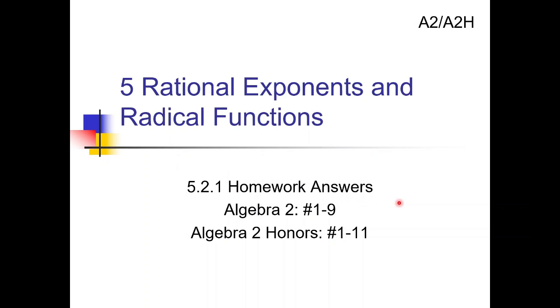For this problem, we have a power to a power kind of situation. In this situation, we have to multiply the exponents. So we're going to have 9 to the 2 times 1/3, or 9 to the 2/3.